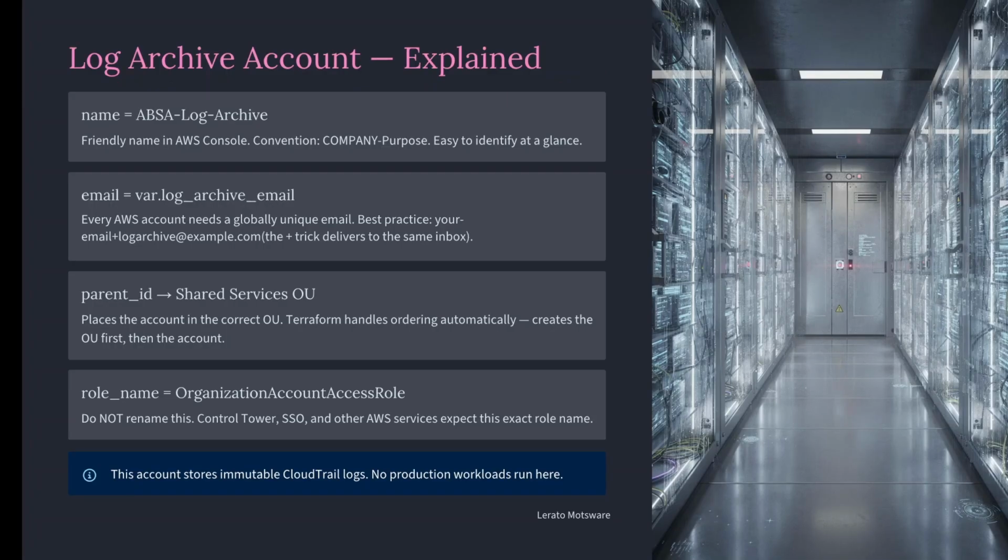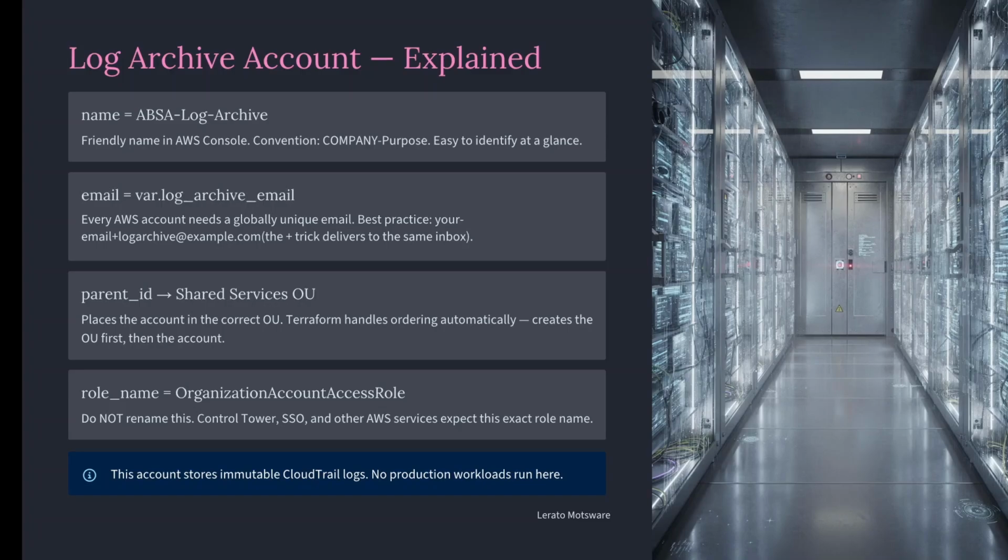Name: absa-log-archive. This is the friendly name you see in the AWS console. Convention is company-purpose. So when someone logs in and sees 50 accounts listed, they can read it. No guessing.